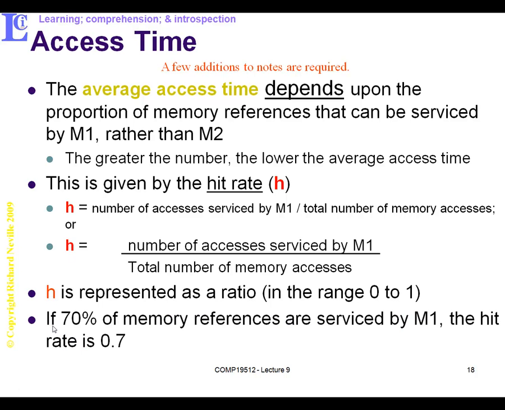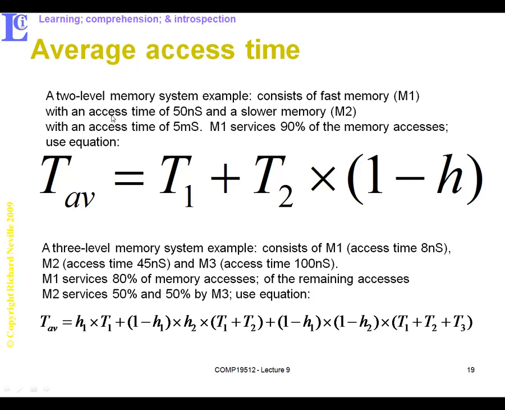So if you're looking at percentages, if we have 70% of the memory referenced serviced in M1, so let's just relate what that means. That means when the processor goes to M1, the data is actually there, and 70% of the memory references are all in M1, and obviously the other percentage, which is 30%, has to be accessed via M2. So this means you can either relate that to 70% of memory references serviced in M1, or it's a 0.7 hit rate. That's 0.7 of the time you're actually accessing the data in M1. Now let's give you an equation then.